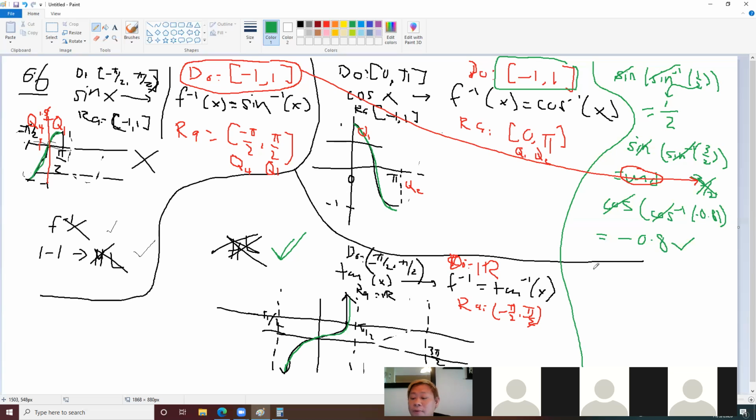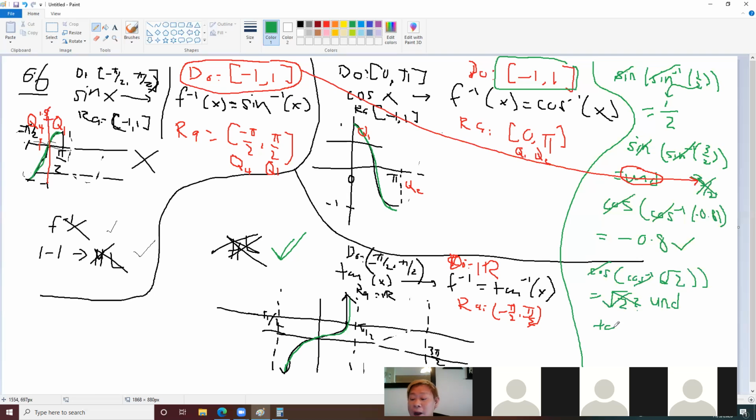But what happens if I change this to square root of 2? So they will cancel. Is your answer square root of 2? Does anyone know? Is square root of 2 inside this domain? No, because it's close to 1.4, isn't it? Yep, you're correct. And that's why this answer is undefined.